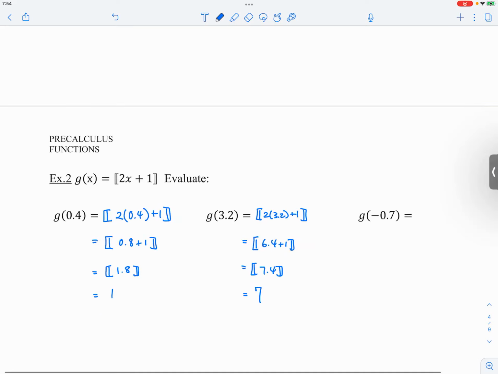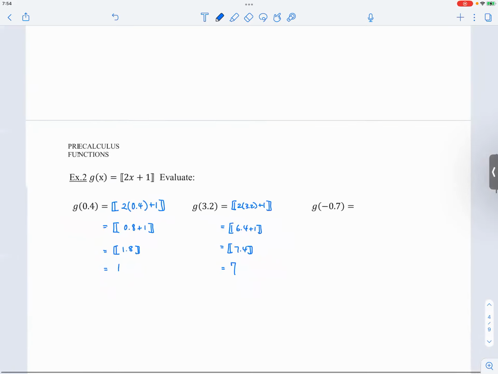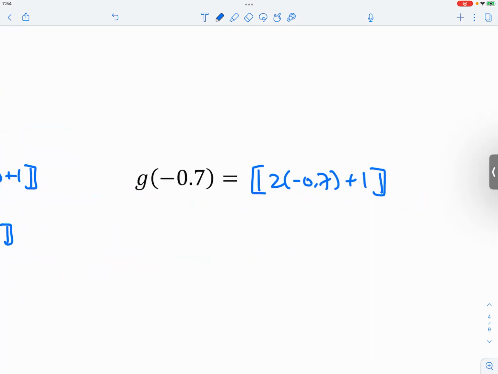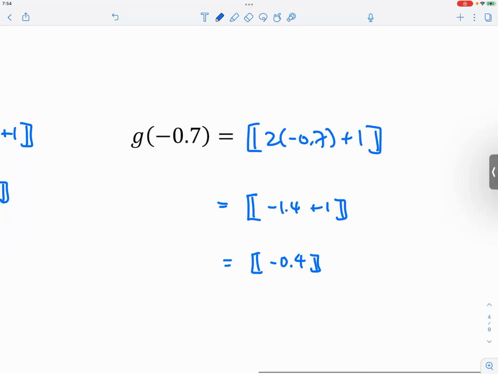Okay. And then do the same thing for g of -0.7. We say step function of 2 times, not 0.7, it is -0.7 plus 1. Okay. And that is -1.4 plus 1, which is -0.4. And then the final answer is -1, not 0, -1. Okay.